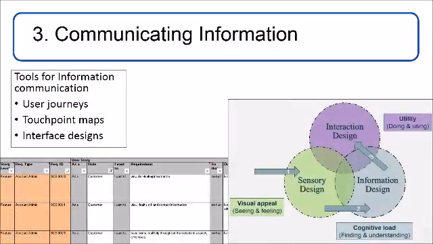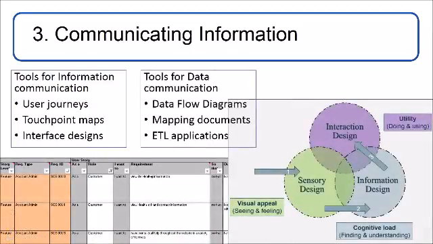We do have a whole set of different tools for communication, and it's worth at this point dividing these up between information and data communication. So typically here I mean information as in people to people and data as in machine to machine. We might have for information communication touch points, user journeys, and interface designs, anything where the person is the central focus of that communication. For data, this is all about machines, and typically we'd have this in ETL applications or mapping documents or anything where we're going to be just focusing on the data.